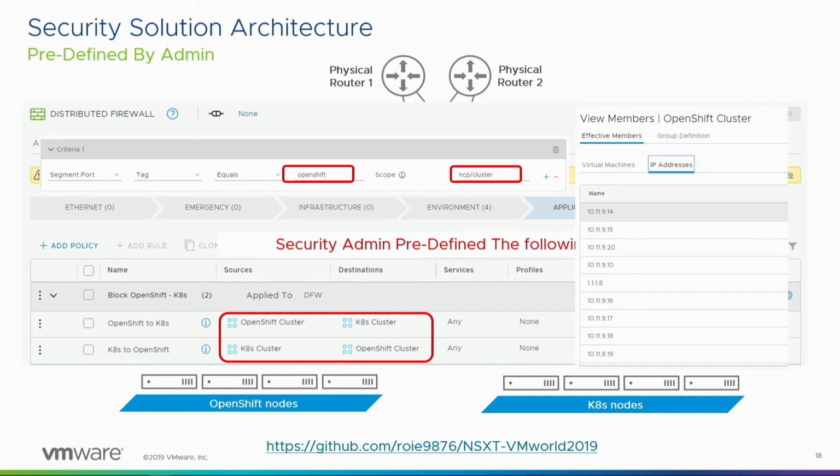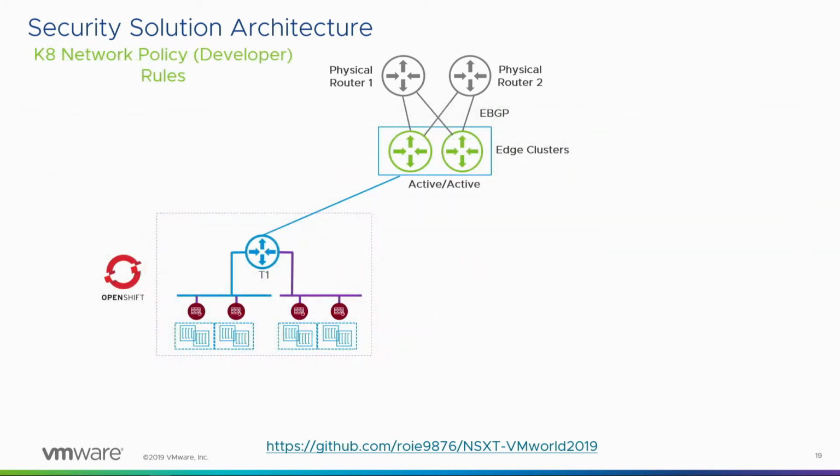So this is a predefined rule. The security team can go and create this rule, and this is the first requirement. But the DevOps team doesn't want to wait for the security admins to create the rules. They want to work fast. The way we can do it is with something called network policy.